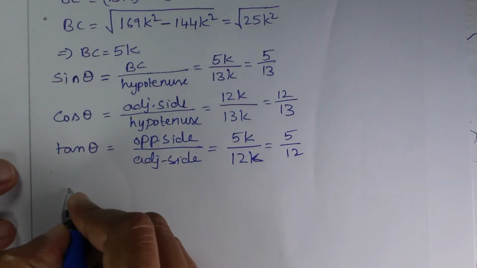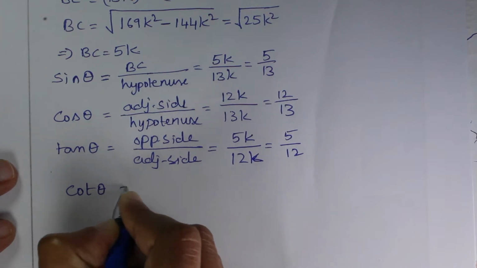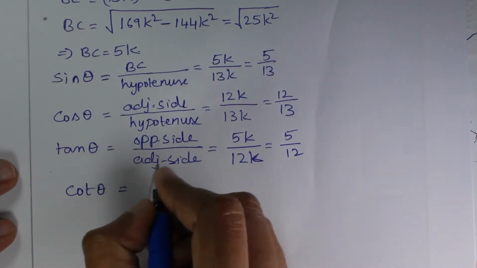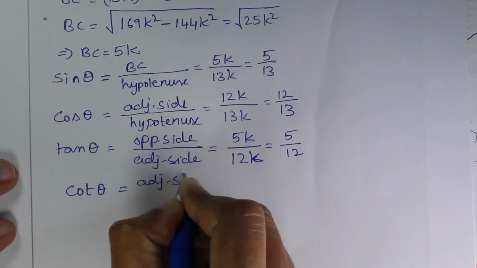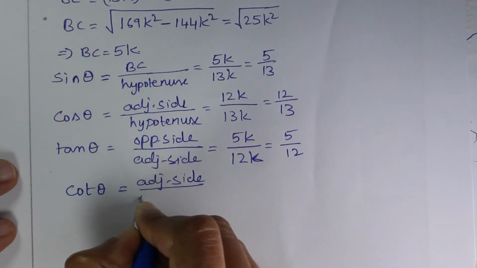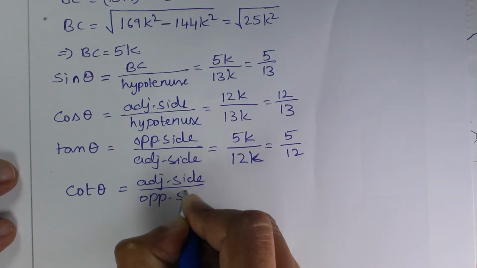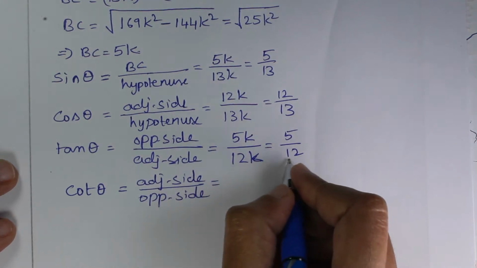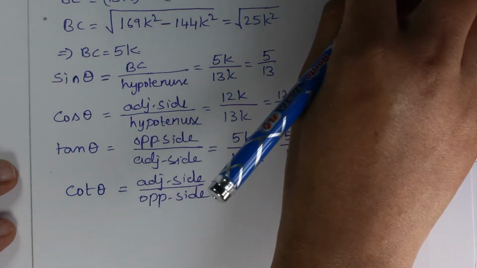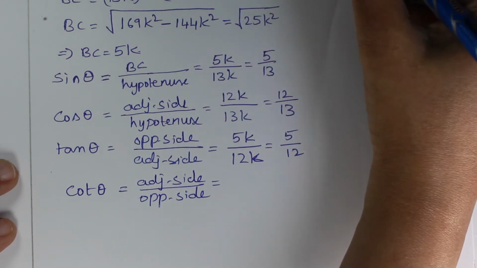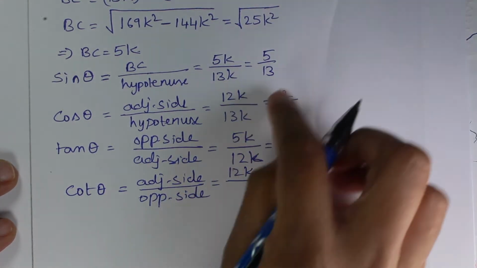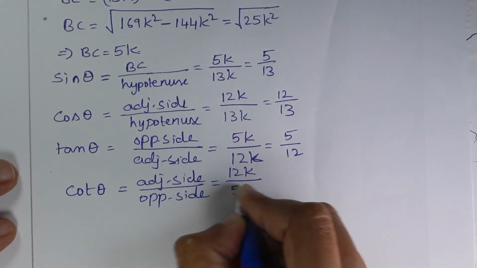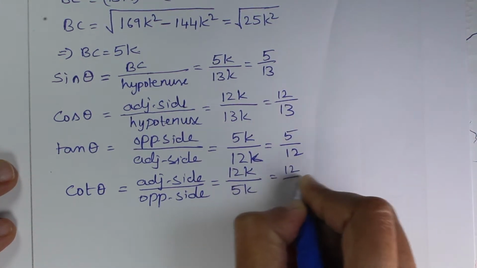What is cot theta? Cot theta is the reciprocal of tan theta. That is adjacent side by opposite side. Adjacent side to theta is 12k, right? 12k divided by opposite side to theta, which is 5k. That is equal to 12 by 5.